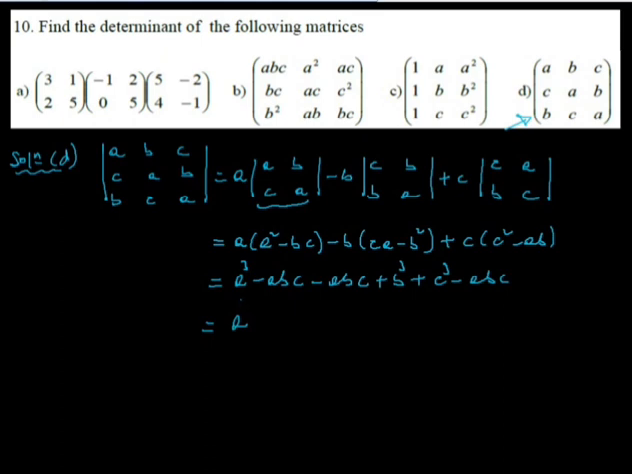So this becomes a cube plus b cube plus c cube, these are like terms, minus 3abc. Therefore, this is the determinant of the matrix in D.